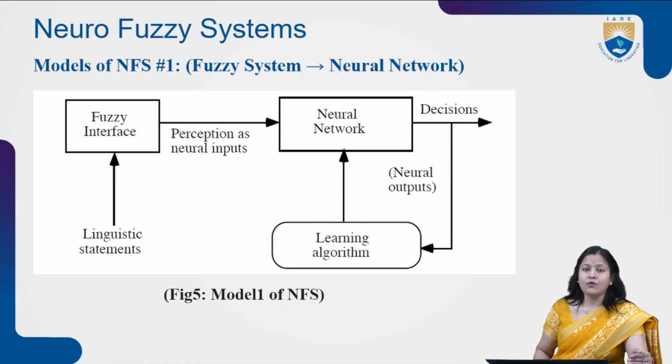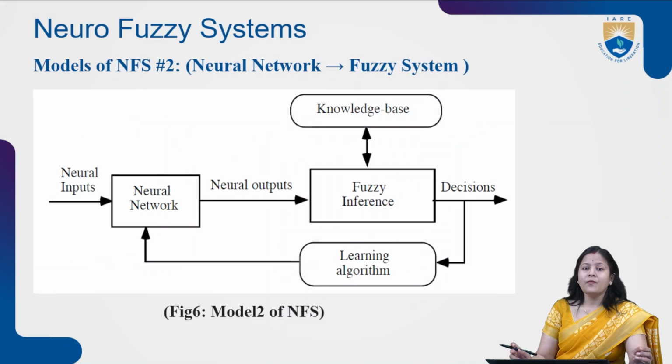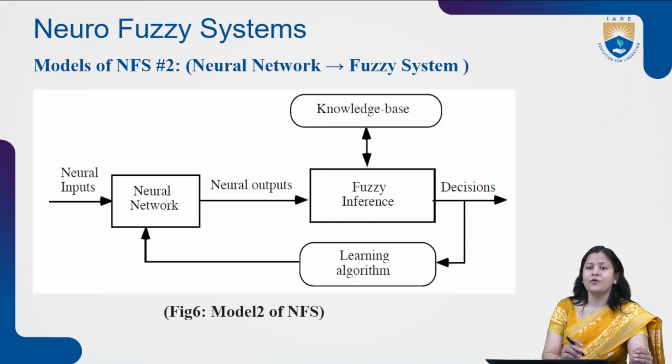This is the second type of model, where the neural inputs are provided to the fuzzy system. Here the initial inputs are called the neural inputs, which are provided to the neural network. Then the neural network provides the neural output. The neural output will be provided to the fuzzy inference system to take the decision. While the decision is taken by the fuzzy inference system, the learning algorithm used by the neural network gets updated.